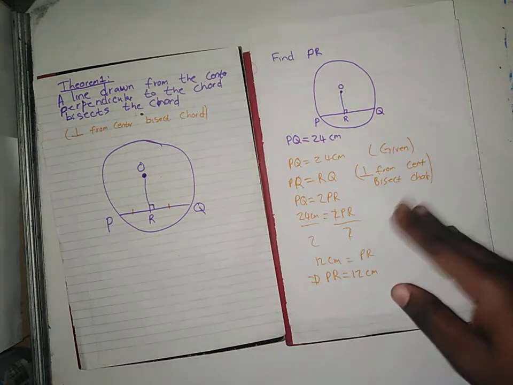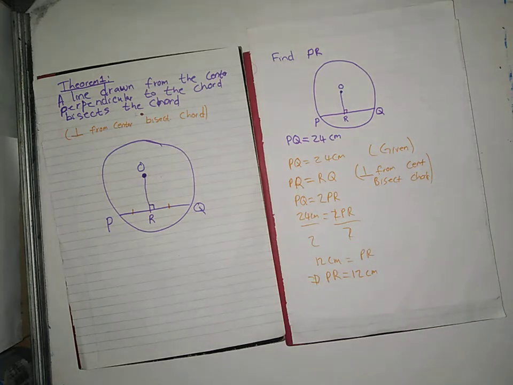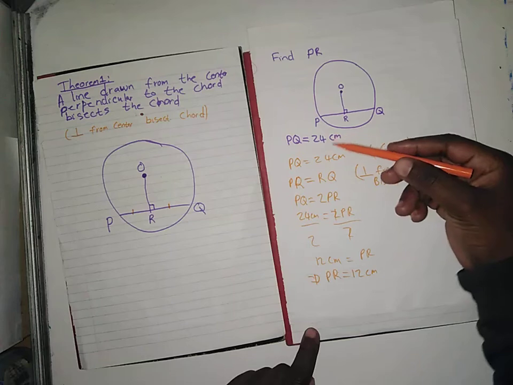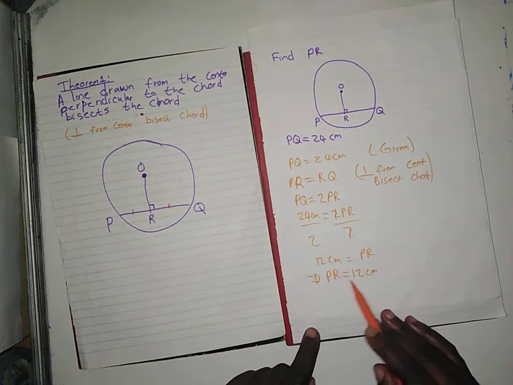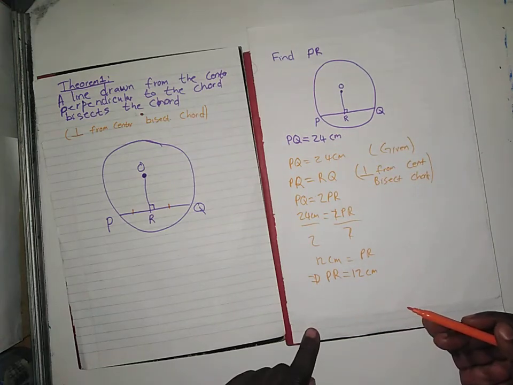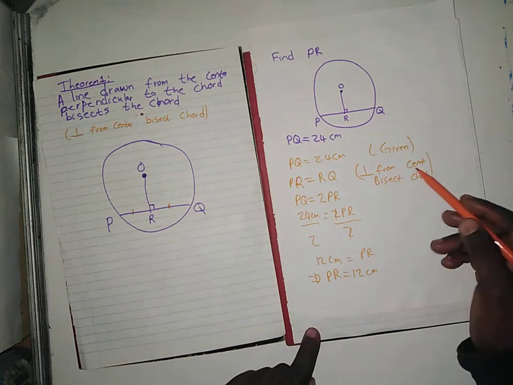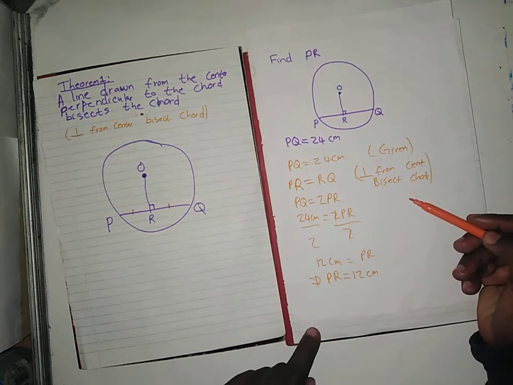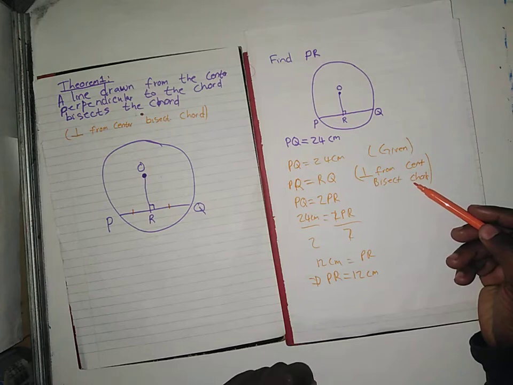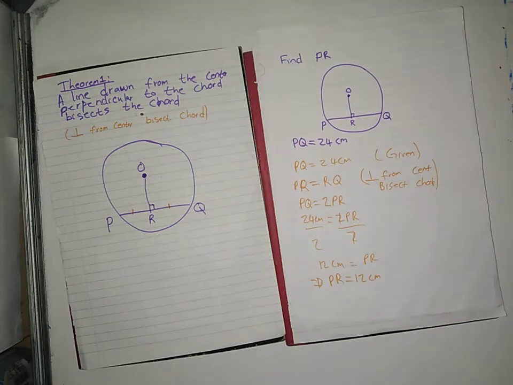Now, I just played around with this theorem like this just to show you how it works and how it relates. But basically, in real practice, you can go straight and say PR is equal to 12 centimeter, and then the reason will be what? Perpendicular from center bisects chord. You can easily say that, but allow this process to build itself up in you. Do not rush it through.